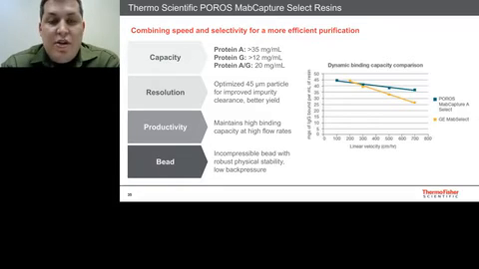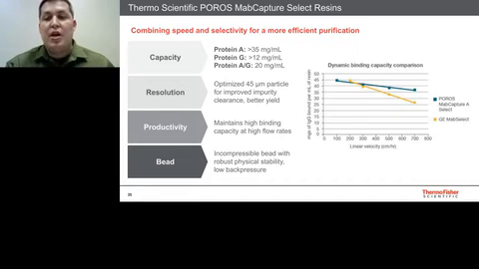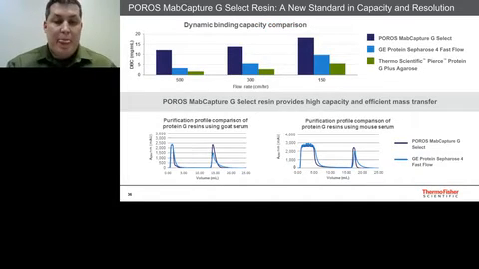The graph on the right is showing the dynamic binding capacity of Poros Mab Capture A Select versus MabSelect over a variety of flow rates. Similar to the last slide, the binding capacity for MabSelect starts to drop off after 300 centimeters per hour, while Mab Capture A Select maintains a binding capacity across a wide range of flow rates. This is also true for our newly developed Mab Capture Protein G and AG Select resins.